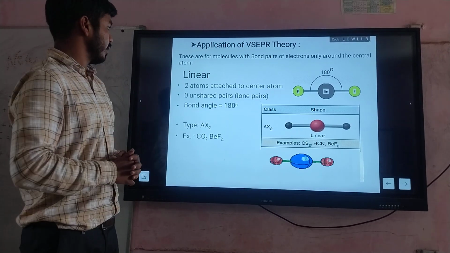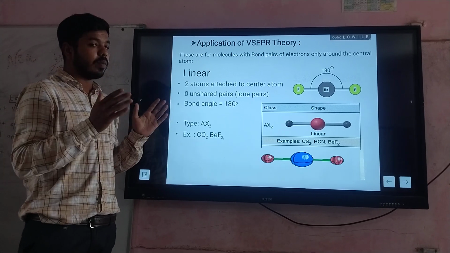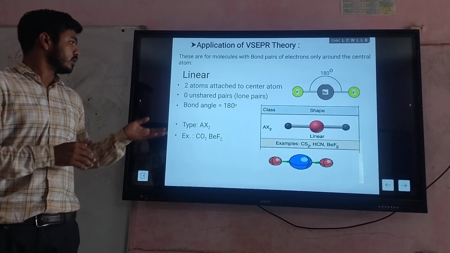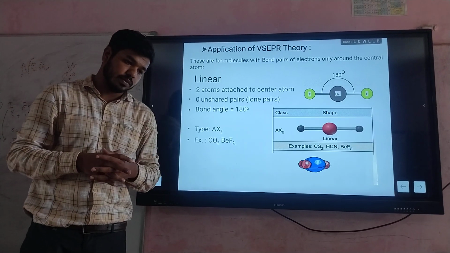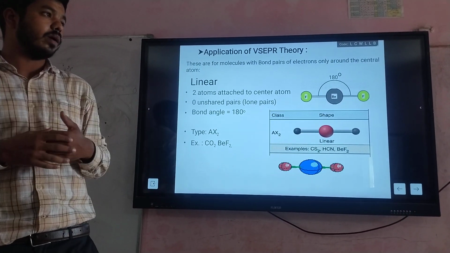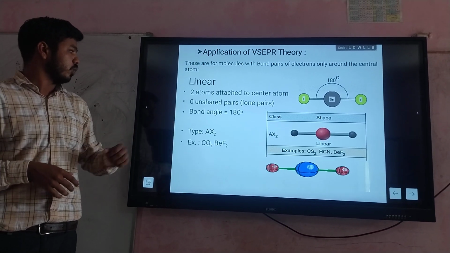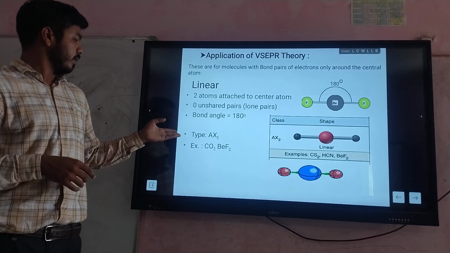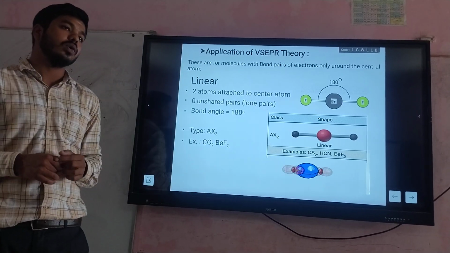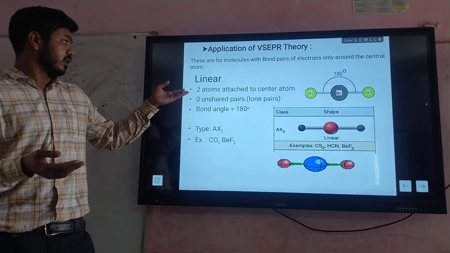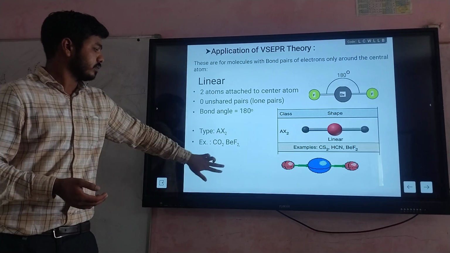Then application of VSEPR theory. So these are some molecules with only bond pairs of electrons present on the molecule. In linear geometry, the central atom is bonded to 2 atoms, that is in BF2 or CO2. In this type, the bond angle between the bonded pairs is 180 degrees and the molecule has the same shape as well as the same geometry, that is the molecule shows linear geometry as well as linear shape.